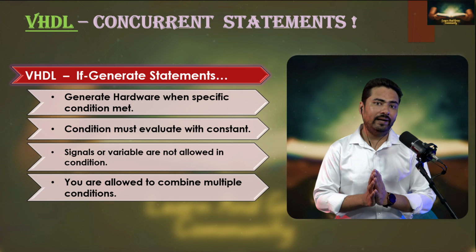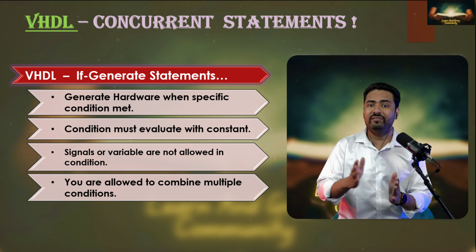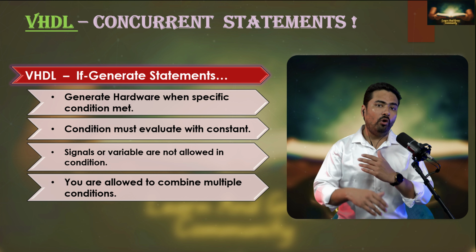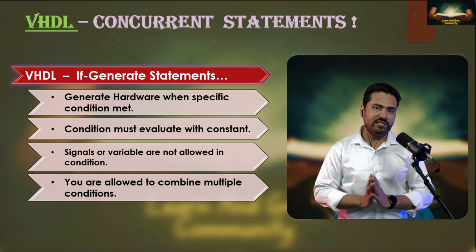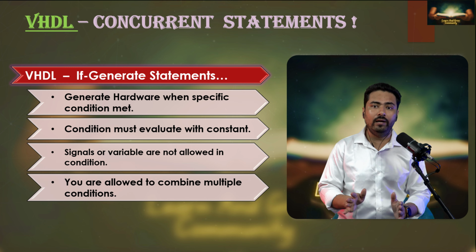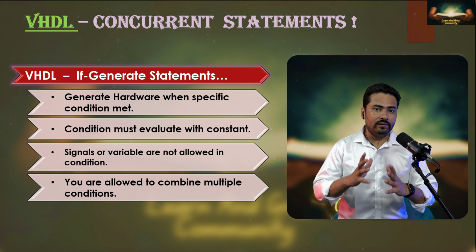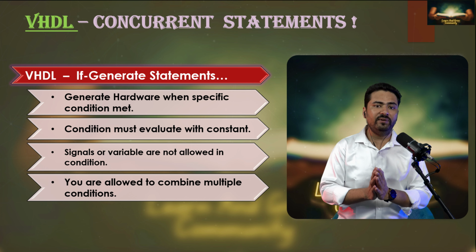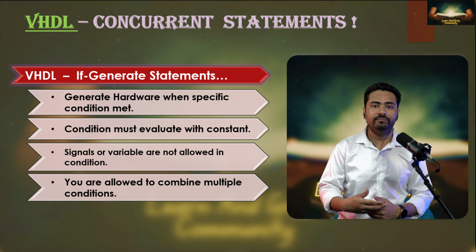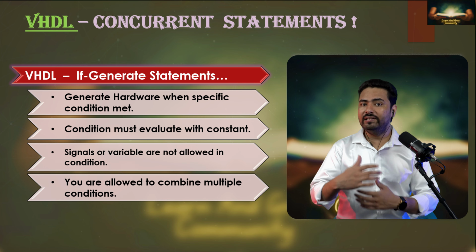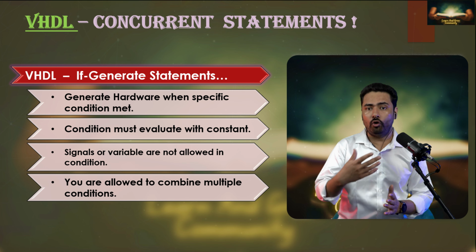You have to understand that this if generate statement is a little different from the traditional if-then statement, because you are only allowed to map any condition with a fixed constant. VHDL does not allow you to use any variable or anything which can change its value in the code itself. This means you can only use a fixed constant value in this if generate statement as a condition. This ensures that the condition is evaluated during compilation and the appropriate hardware is instantiated accordingly.